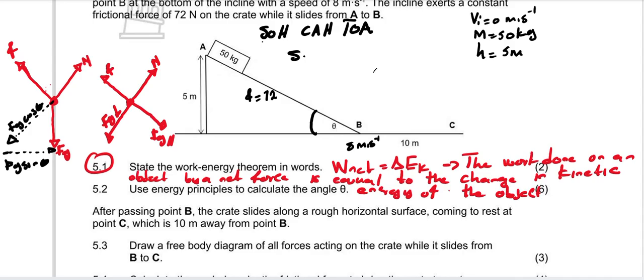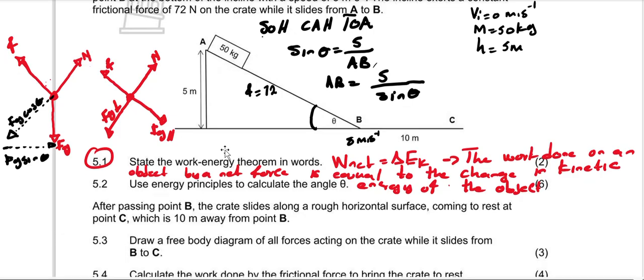And then we're going to say sine theta is equal to opposite over hypotenuse. Our opposite is 5 all over hypotenuse. Our hypotenuse is AB. And then I'm going to say AB is equal to 5 all over sine theta. So this is our change in x. Let's come and substitute it.